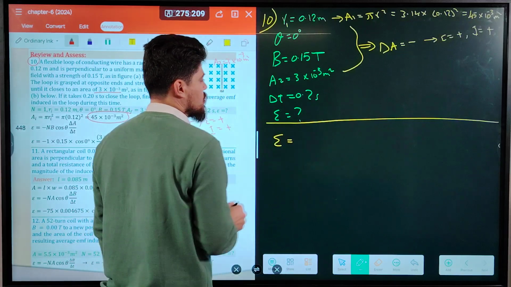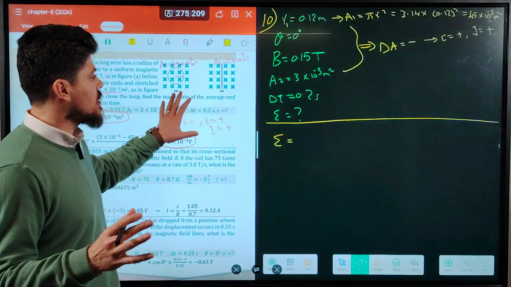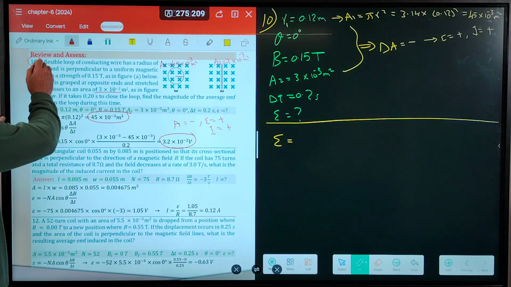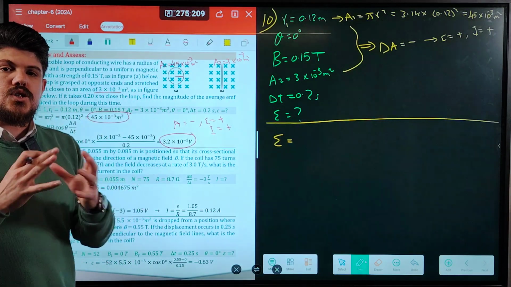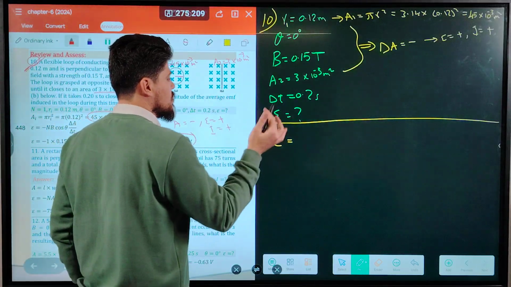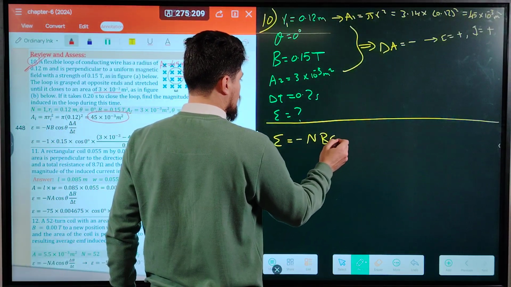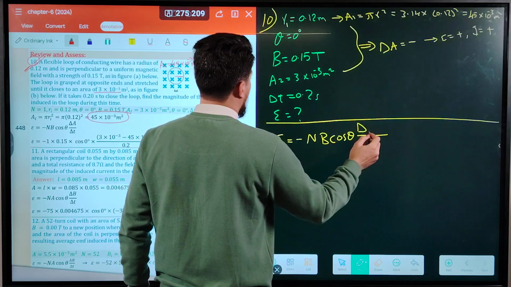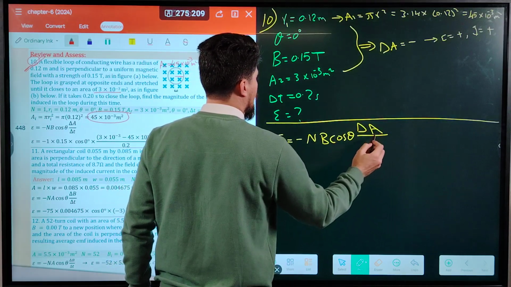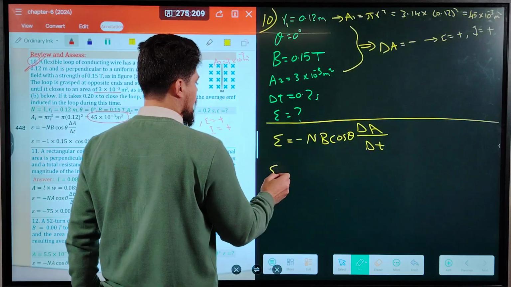At first, you have to make sure which one is changed, magnetic field or area. In this question, guys, be careful. In question 10, review and assess, the area of the coil is changed. So that is why we have to use the second equation of Faraday's law, negative N B cosine theta, delta A or delta B? Absolutely delta A. Why? Because area is changed, divided by delta T.